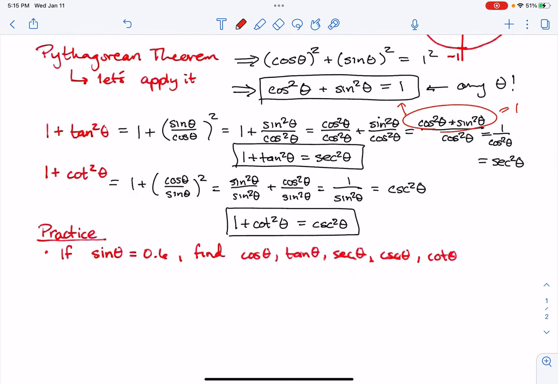And let's go ahead and use these identities to do a really typical practice problem that you see often in trig.